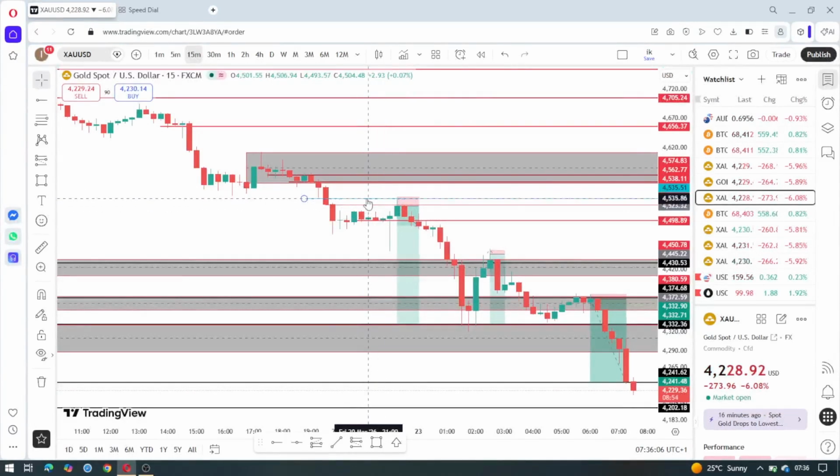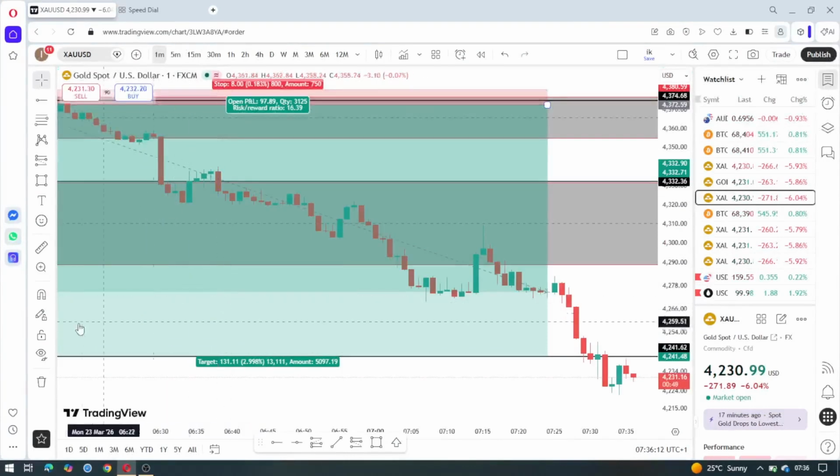And then did you see this blue line? Blue line. Let's go to the 1 minute time frame. Let me explain that blue line for you. 1 minute time frame. So let me lock all this.